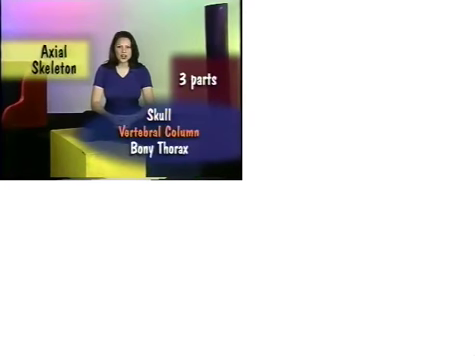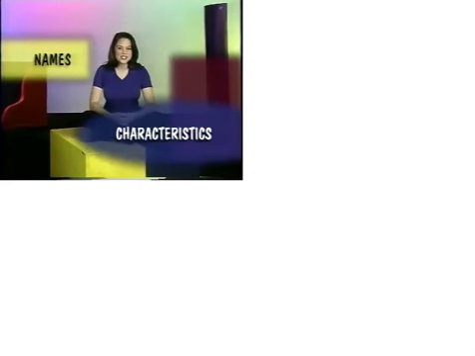Well, that about sums it up for all 3 parts of the axial skeleton: the skull, vertebral column, and the bony thorax. And if you can't remember all the names and characteristics of the bones we've discussed, feel free to fail your test. Oh, I'm sorry. I didn't mean to say that. Feel free to rewind the tape and review at your own pace.